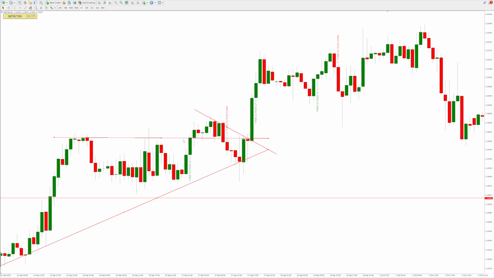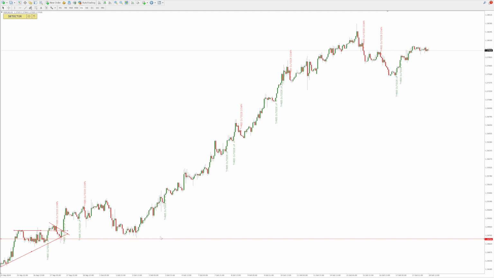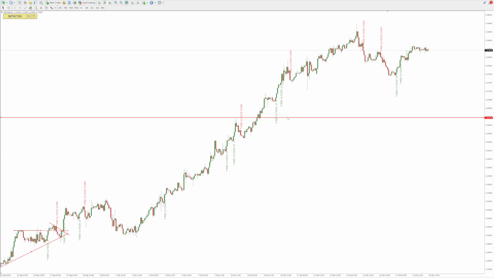Okay, so yeah, that would have been a good trade. As price continued moving upwards, we could have moved our stop loss below the lows after a pullback. So when there's a pullback, just move it below the lows, just locking in the stop loss below the lows.